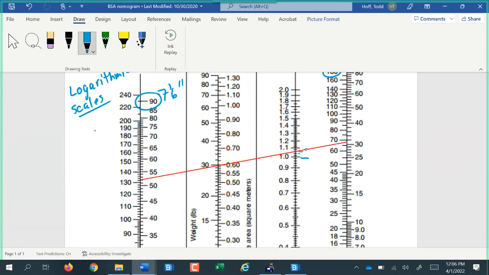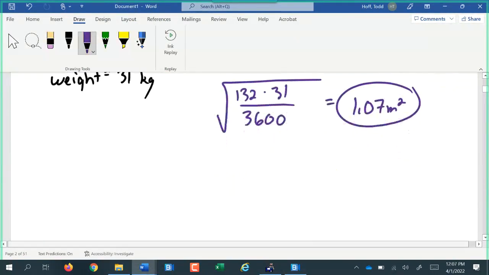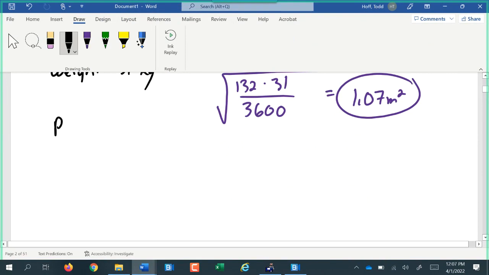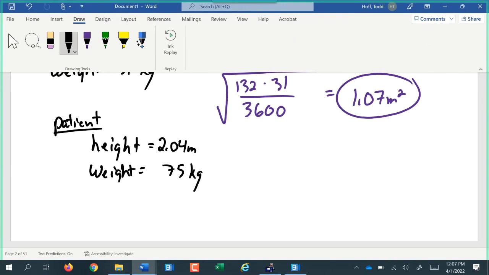So let's do another example or two here using the nomogram. Let's take a patient who has a height of 2.04 meters and a weight of 75 kilograms. So 2.04 meters. Now remember, we have to change that. That is 204 centimeters.